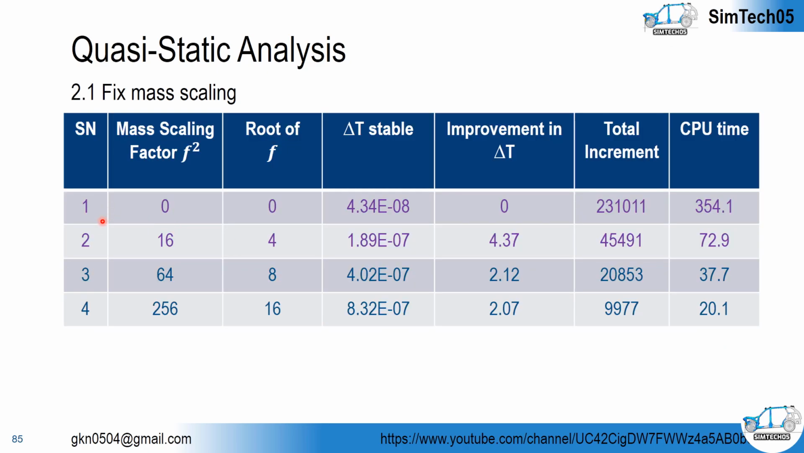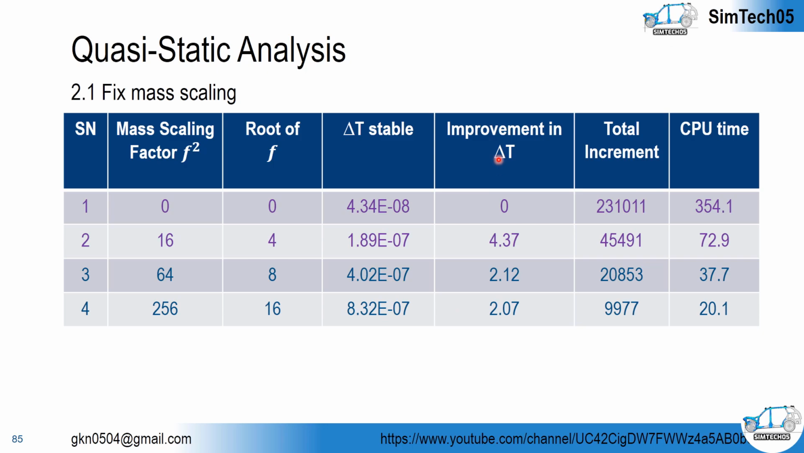Let's talk about those simulations with scale factor 0, 16, 64 and 256. If I consider the root of the mass scale factor, that will be 0, 4, 8, and again the root of 256, here 16. If you consider this stable time increment, this is the average stable time increment within the first simulation, the second simulation, third simulation and fourth simulation. So this basically reduces the total computation time by increasing the stable time. Here we have 4 into e raised to the power minus 8, then it becomes 1 into e raised to the power minus 7, 4 into e raised to the power minus 7 and so on.